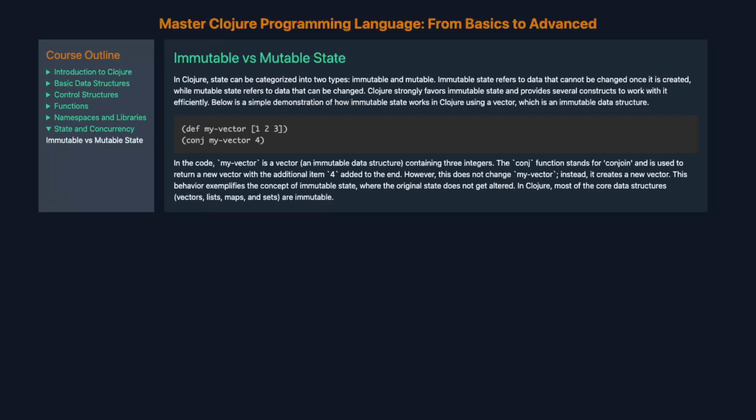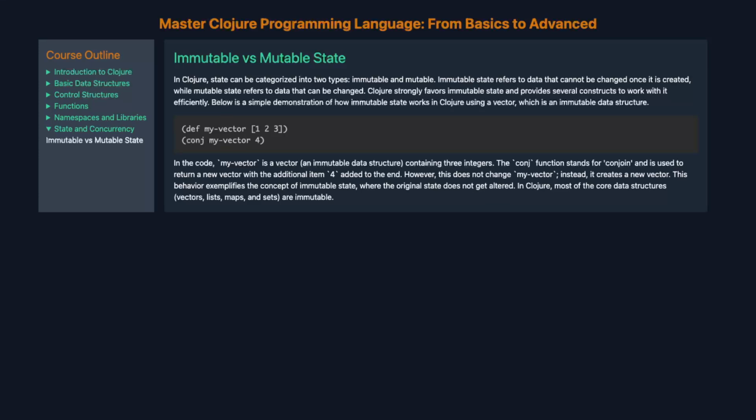Immutable versus mutable state. In Clojure, state can be categorized into two types, immutable and mutable. Immutable state refers to data that cannot be changed once it is created, while mutable state refers to data that can be changed. Clojure strongly favors immutable state and provides several constructs to work with it efficiently.